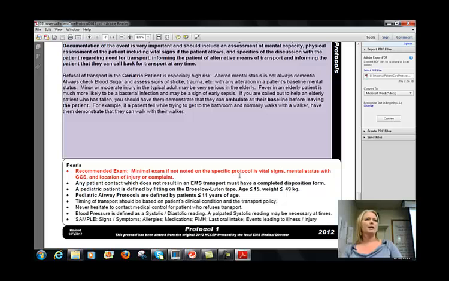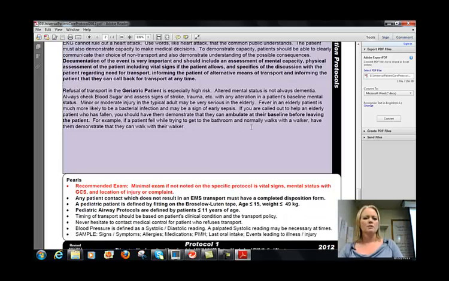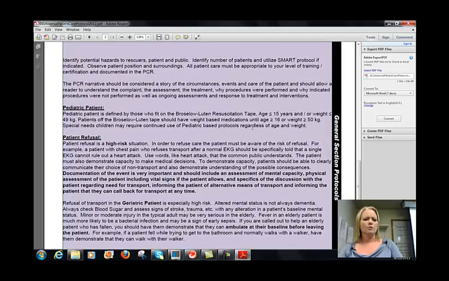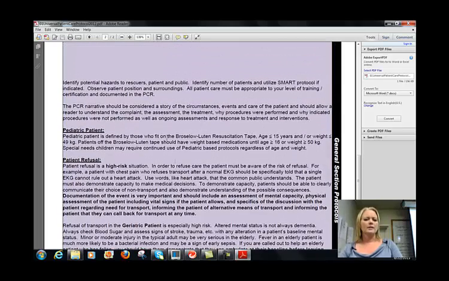Now it's on the second page, and it just gives me a lot more room to give you guys some information. So, for example, on the Universal Patient Care Protocol, on the second page, I put a lot of information about what is considered a pediatric patient, because it's not always clear-cut.